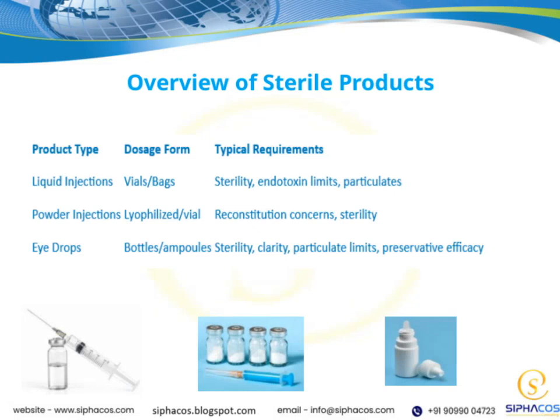Let's take a moment to look at an overview of sterile products. These are specialized medications that require a completely sterile environment to ensure safety and efficacy. They include things like injectables, ophthalmic solutions, and certain infusions. The key point here is that because these products bypass the body's natural barriers, maintaining sterility throughout their manufacturing and handling is absolutely critical. This is what helps protect patients from infections and complications.